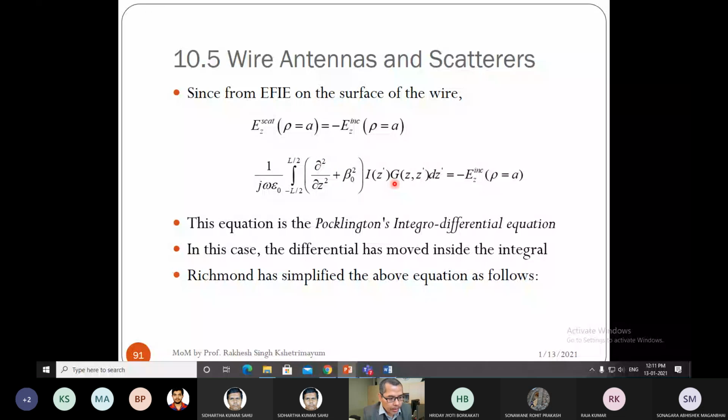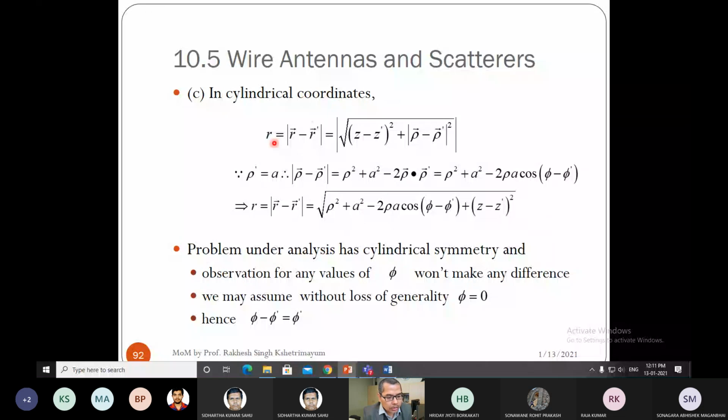Just before that, last class we discussed this, but it was very quick, so I want to do it properly so that you know what is actually going on. R is the distance between the source and observation point. R dash is the source variable and R is the observation variable as usual. If I want to find the distance between the source and observation point, I can find it as the square root of (z minus z dash) whole square plus (rho vector minus rho dash vector) whole square. Rho vector is for the observation point, rho dash is for the source point.